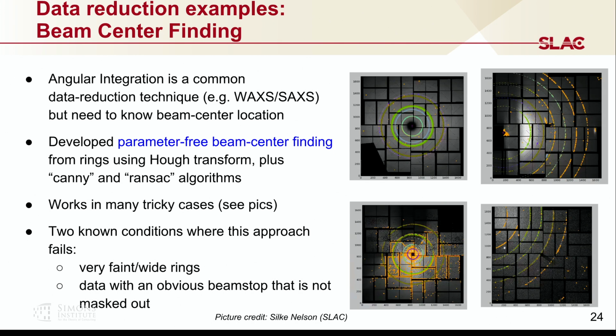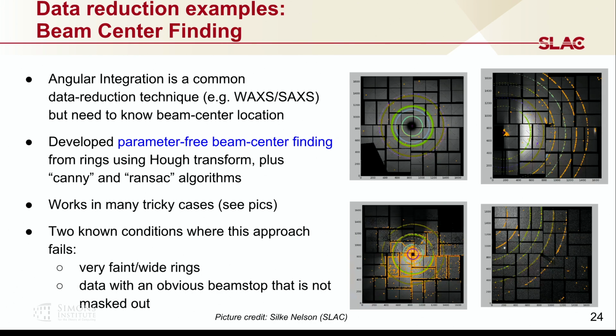So right now we are trying this Hough transform, where you move from this XY view of the image to a radial view of the image, and then we apply the edge finding and the fitting later on. And this seems to be a much more robust technique. And these are some examples of where our beam center finding operates successfully.